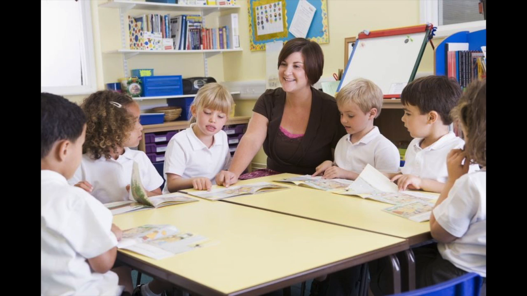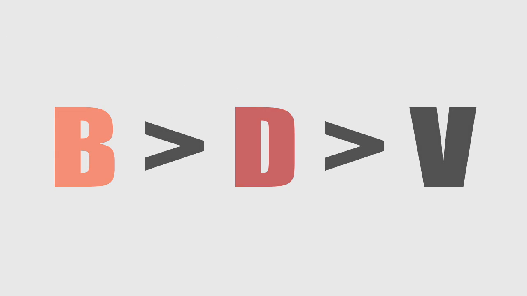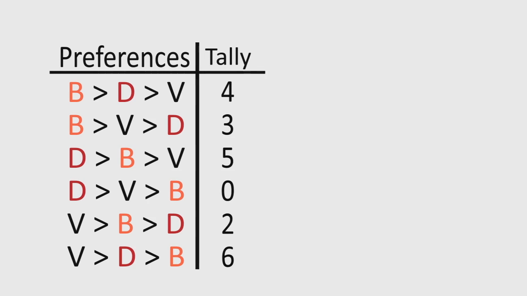The teacher passes out slips of paper and asks each student to record their preferences in order. For example, if a student's preference is basketball, dodgeball, and lastly volleyball, they should write B greater than D greater than V. Soon, all the votes are tallied.